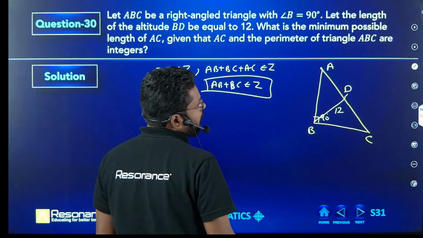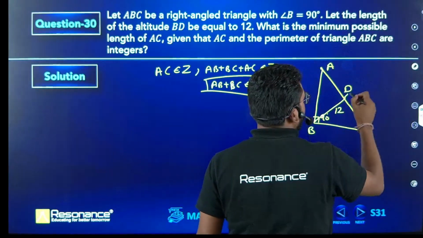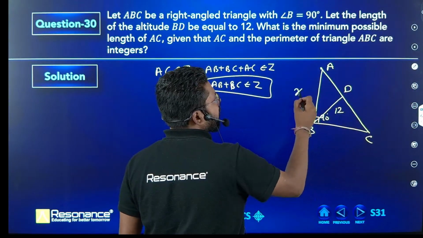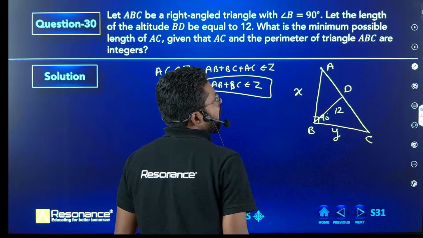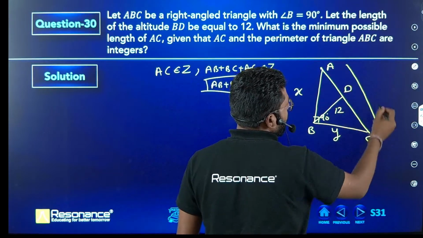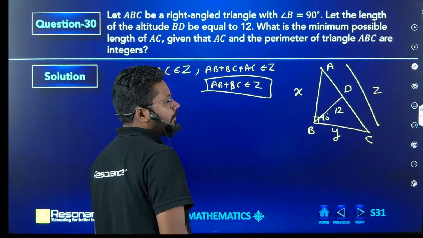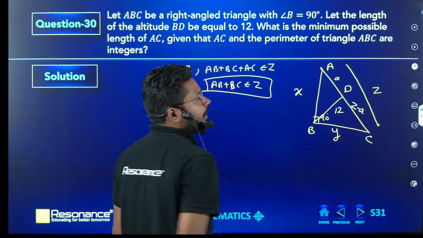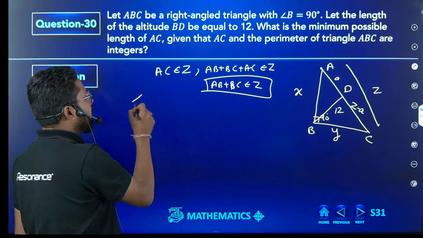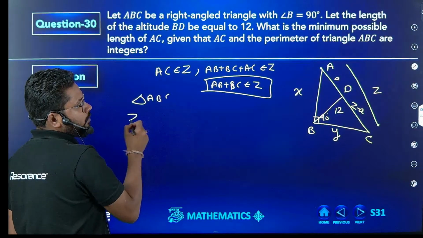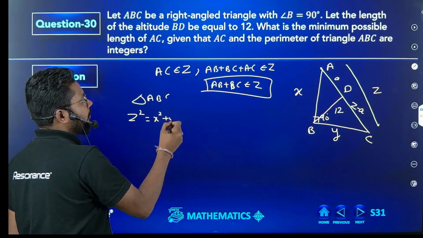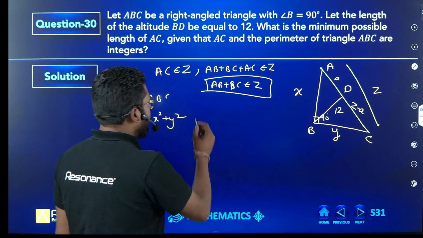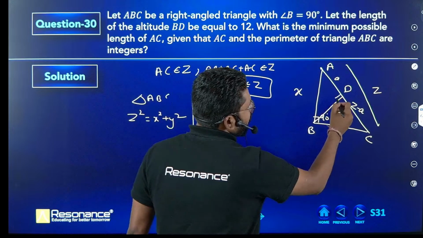Now we'll assume some sides here. If I take this as x and this is y, and suppose this whole side AC is z, we have to find z. Okay. Now if you take this as a, so this will be z minus a. Okay. So now in right angle triangle ABC, z square equals x square plus y square. And this is the altitude.